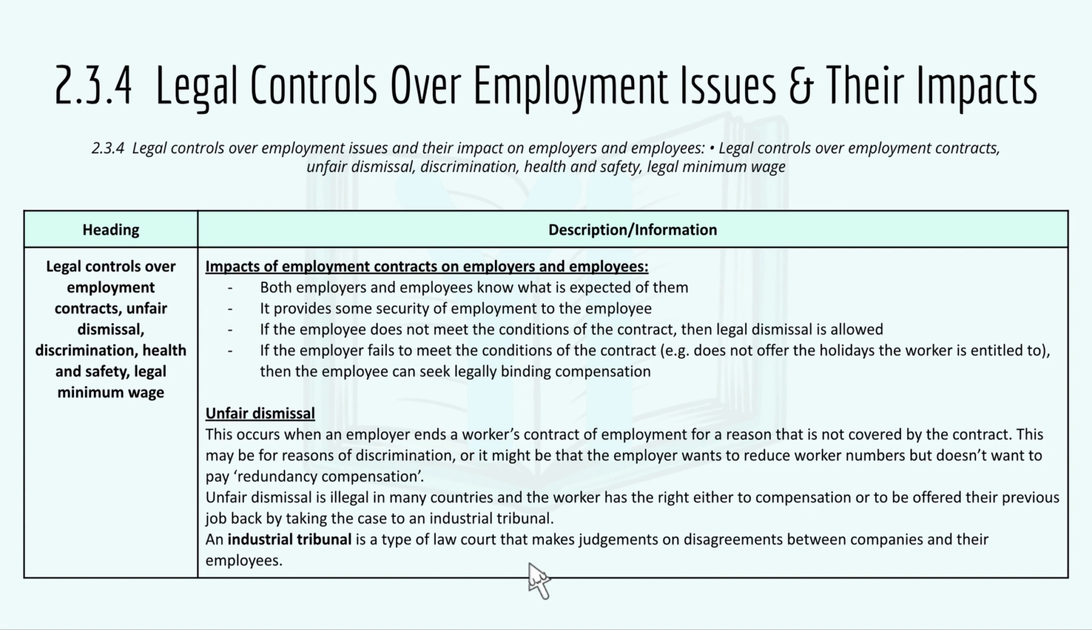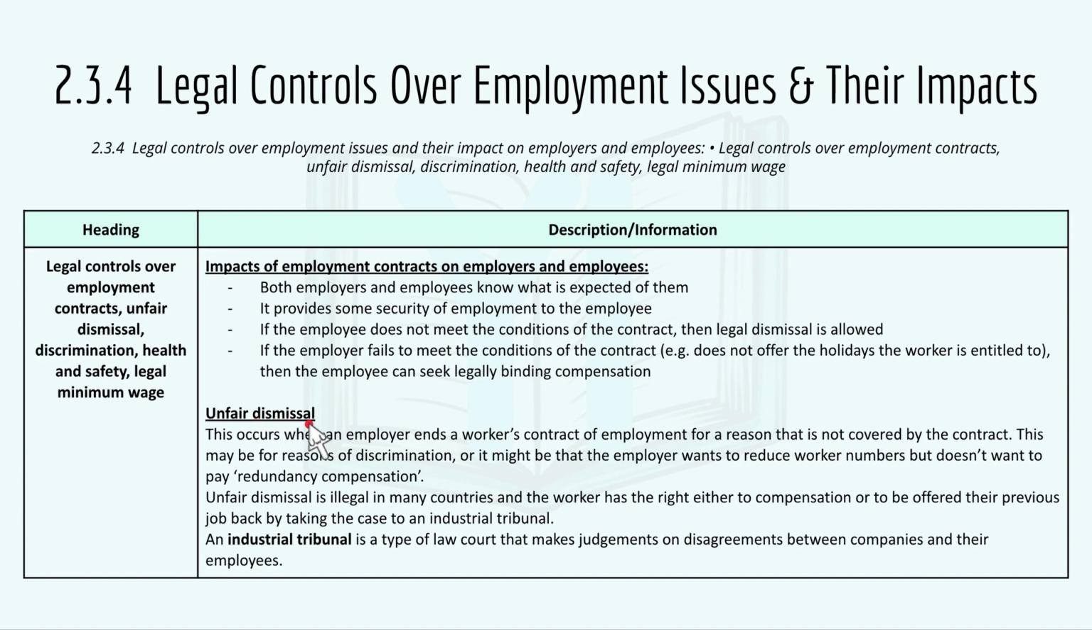Then we have impacts of employment contracts on employers and employees. So here's number one: both employers and employees know what is expected of them, and it provides some security of employment to the employee. And if the employee does not meet the conditions of the contract, then legal dismissal is allowed. And number 4, if the employer fails to meet the conditions of the contract, for example it does not offer the holidays the worker is entitled to, then the employee can seek legally binding compensation.